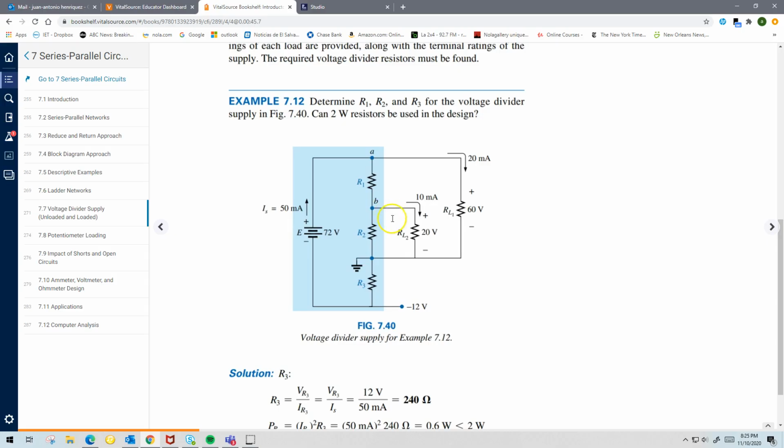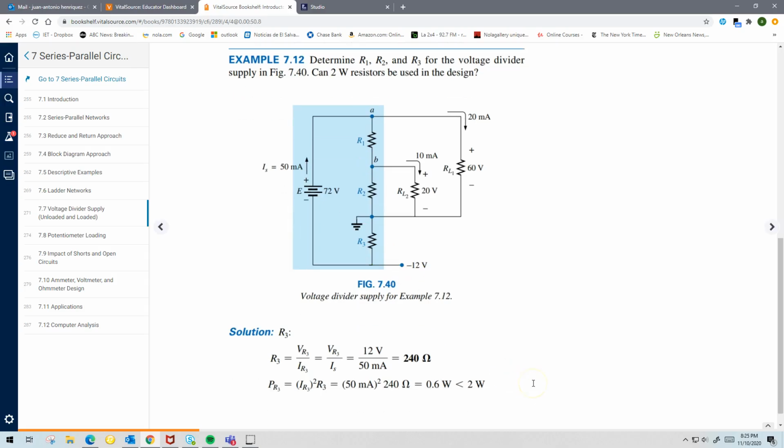But in this case, it says, well, find R1. What is the value of R1 and R2 and R3 for this particular voltage divider? Okay, let's just deal with that for now. Well, let's see what R3 is. R3 is first. You notice here that R3 is connected to a minus 12 volt supply, right? Look at the ground, right? So that tells me the reference, correct? So in this particular case, you notice that IS is given, right? The source current is given, it's 50 milliamps, right?